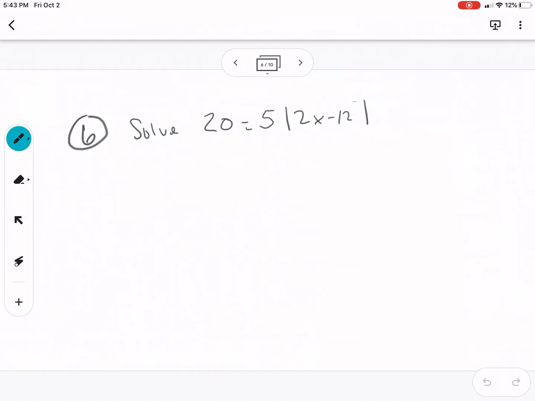Here we have another absolute value problem. So my first step is to get the absolute value by itself, or to isolate it. They're multiplying 5. Don't try to distribute. Remember, these are like boundary lines. You can't cross them. So the opposite of multiplying 5 would be to divide 5. So we're moving stuff away from our absolute value to isolate it or get it by itself. So I get 4 equals absolute value of 2x minus 12.